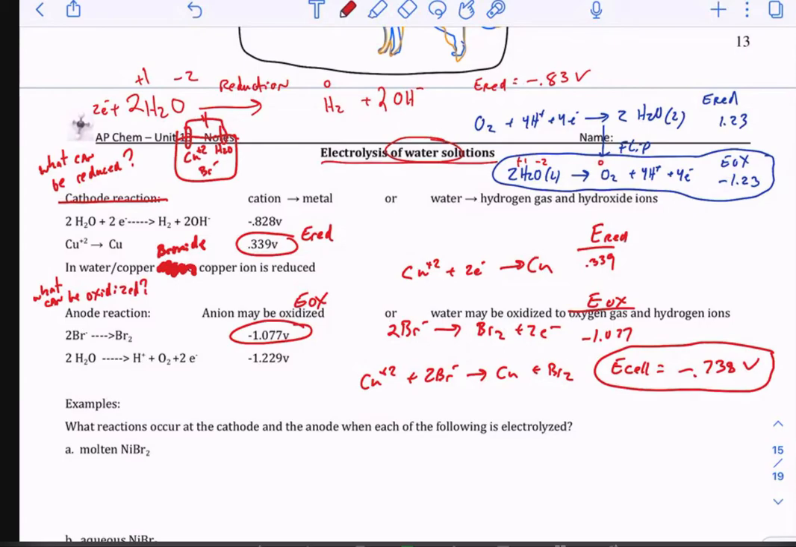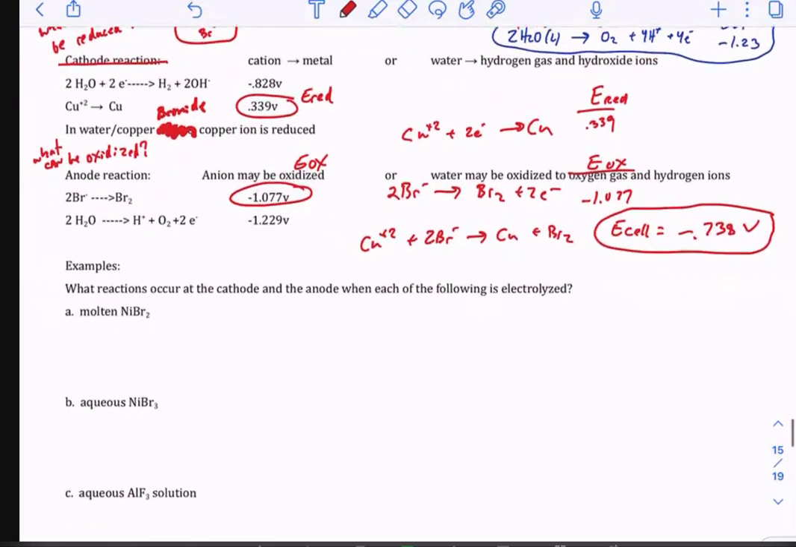Non-spontaneous, which is why we are doing this under the electrolytic section, because this wouldn't happen unless you externally power it. Okay, this is one of those things that doesn't really hit home until you do a bunch of examples, so let's do the next one.